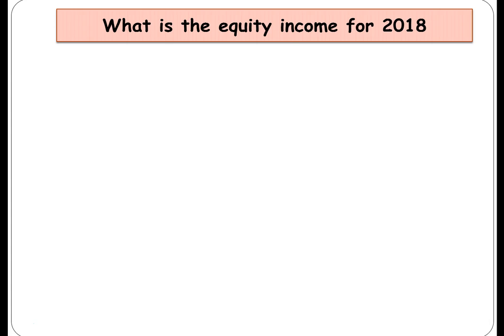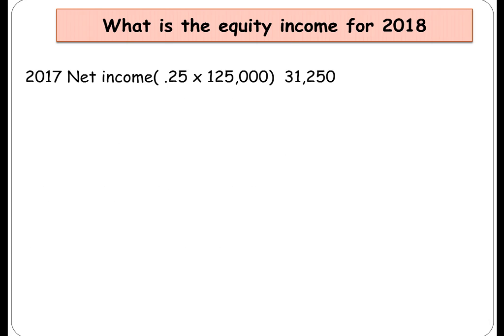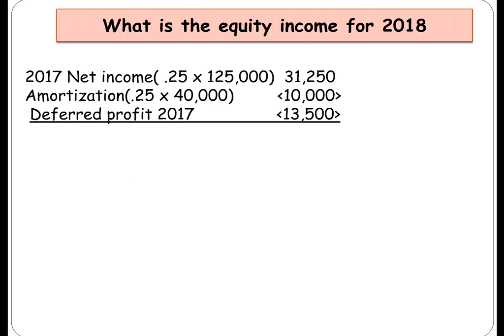Now, what is the equity income? Well, for 2017, our net income would be $31,250 less the amortization, less the deferred profit. So we would have recorded income in 2017 of $77,50.